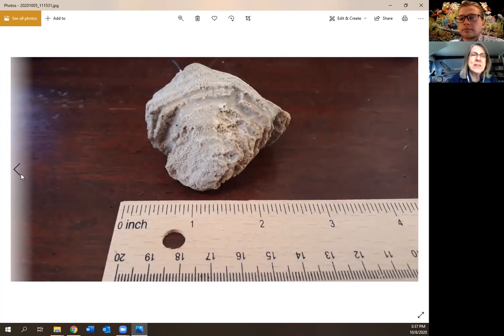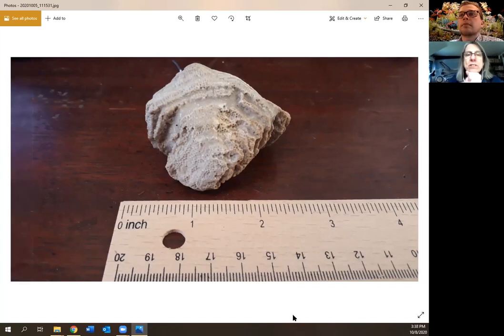So it suggests it's colonial, perhaps. Horn corals are individual corals. Like that first one we were looking at, that was one individual. But if this is a stromatoporoid, this is a colony of a lot of millimeter-sized organisms. If I'm looking at this correctly, all this little bumpiness could be the compartments that the individuals were living in. So it might not be a horn coral, it might be a stromatoporoid.